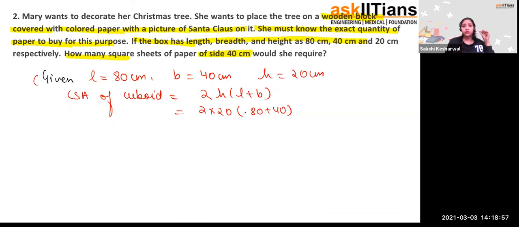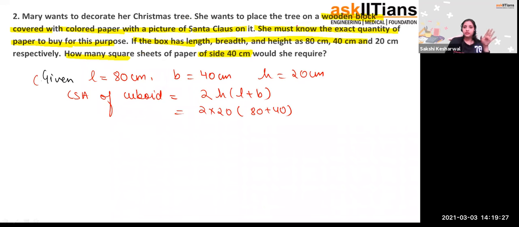She wants to decorate. Wait a minute. Okay, I think so. See over here. If she wants to place a tree on the wooden block covered with the colored paper with the picture of Santa, she must know the exact quantity of the paper she has to buy. So it means it's not the CSA. She will be covering the whole part, right? It's talking about it. Please read it out. So it's like this, my bad.